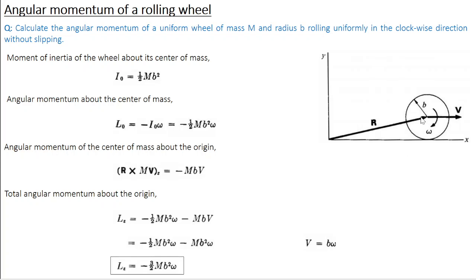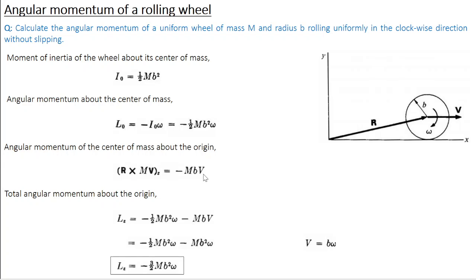Since the radius of the wheel is small b, and the radius and the velocity are perpendicular to each other, you can replace the cross product with a normal product of the corresponding magnitudes. Even though this is the total r vector, in the context of rotation of the wheel, the relevant distance is nothing but the length of the radius of the wheel, b. So this is going to be mbv.